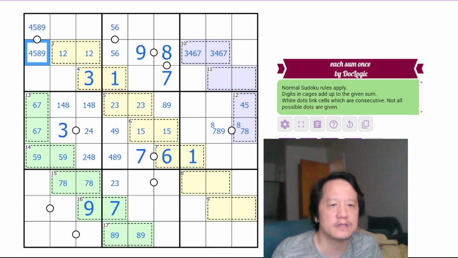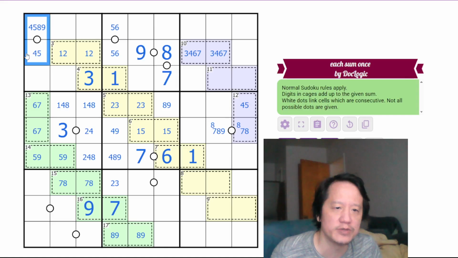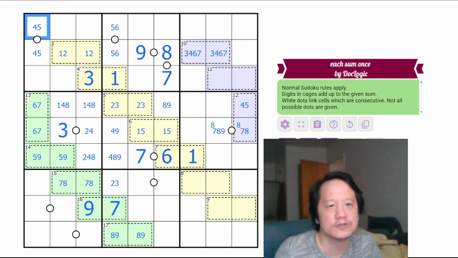That means this can't be 8 or 9, which means this is a 4, 5 pair to be consecutive here, because we can't have 3 in this box, and we can't have 6, 7 in this column. So this is a 4, 5 pair, which eliminates 4 and 5 in the rest of the column. This can't be 5, it's 9. This can't be 9, it's 5.